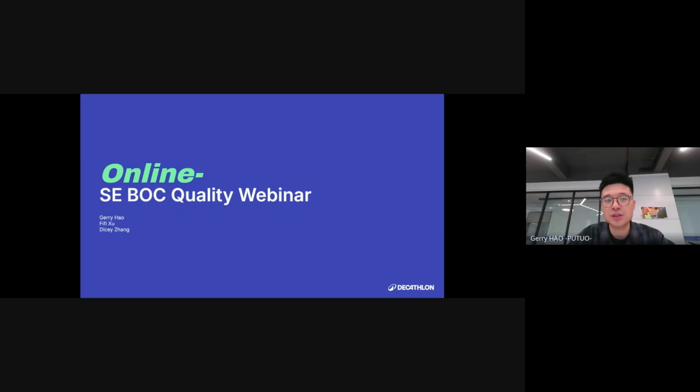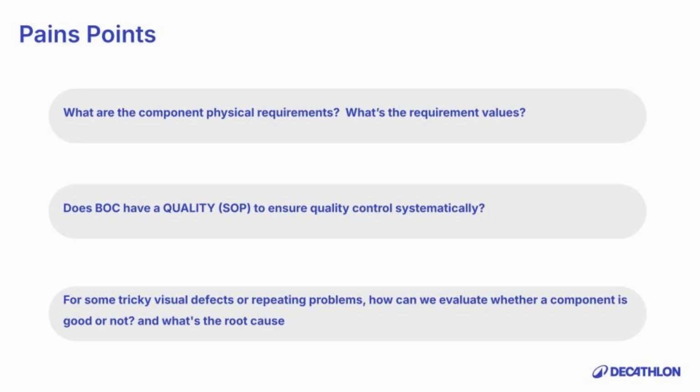Over the past years, we've been receiving a lot of questions from our customers. These questions mainly fall into three types. The first is: what are the component physical requirements? The second is that BOC has a quality SOP to ensure quality control systematically. And the third is: for some tricky visual defects or repeating problems, how can we evaluate whether a component is good or not, and what's the root cause for it?